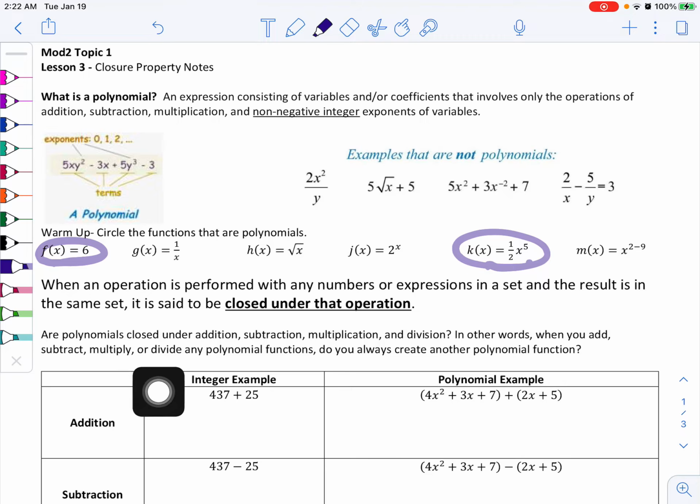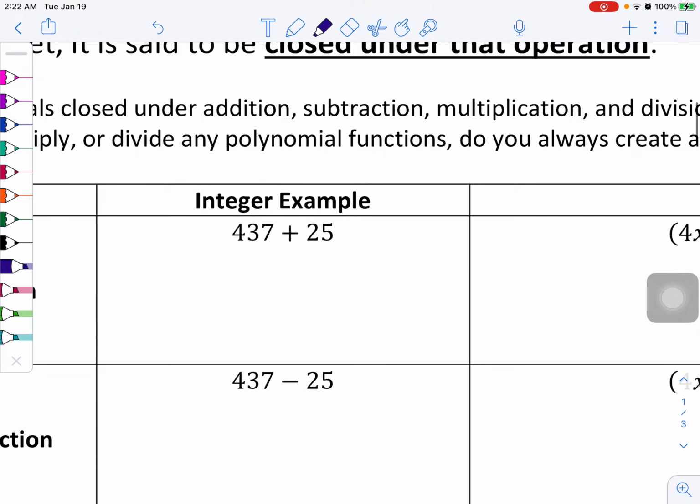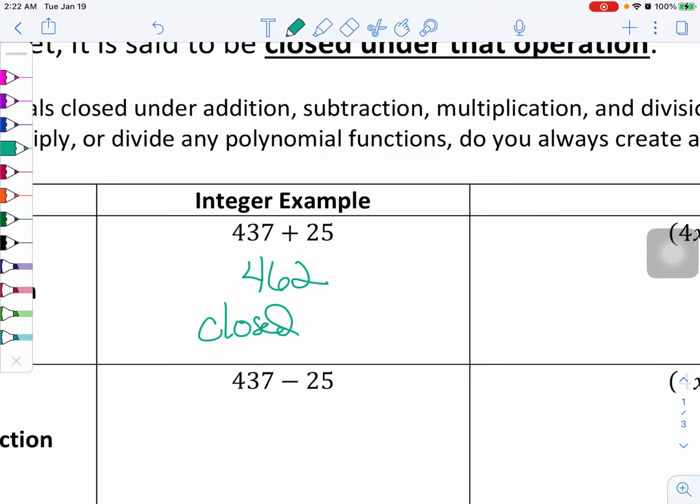Now, we're going to do two examples here. We're going to do integer and see what integers are closed under, and we're going to do polynomial and see what polynomials are closed under. So to be closed under addition means if I add these two together, I need to create an integer. So off to the side here, I'm going to do 437 plus 25, and I get 462. 462 is an integer, and no matter what you do, if you add integers, you're going to create integers, so this is considered closed.